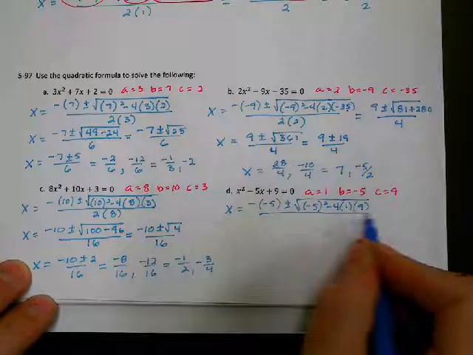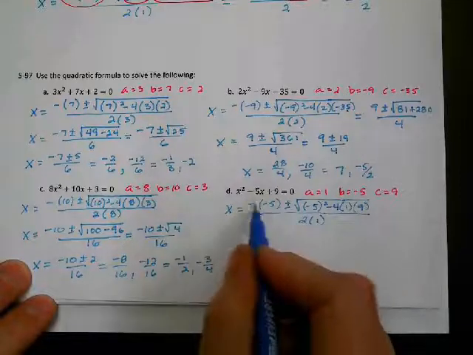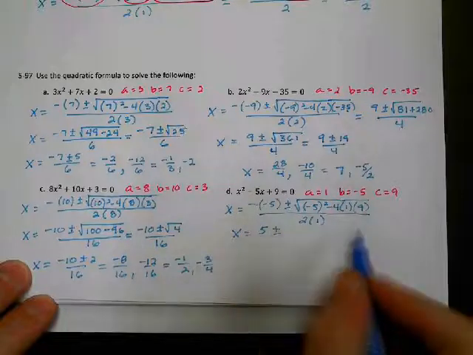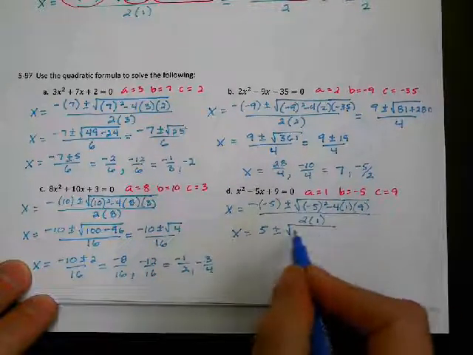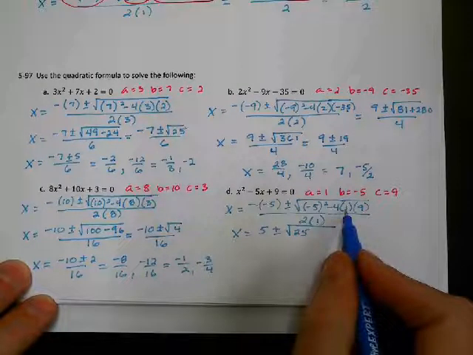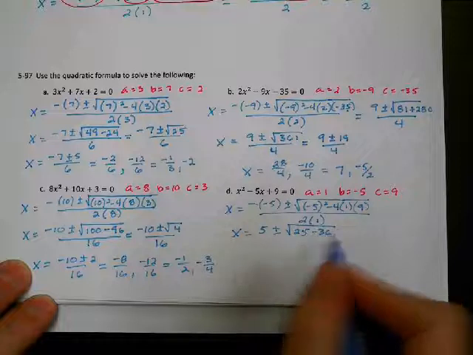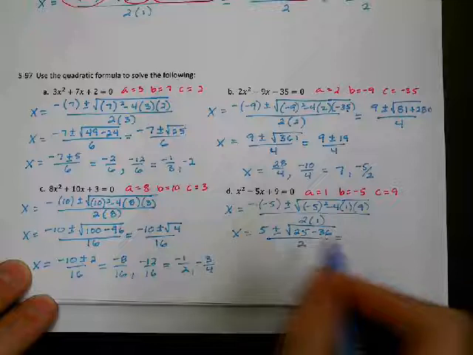Okay, clean up. Negative negative 5 is 5. Plus or minus, negative 5 squared, 25. Negative 4 times 1 is negative 4, times 9 is negative 36. 2 times 1 is 2. Clean up in here, 25 minus 36 is negative 11.